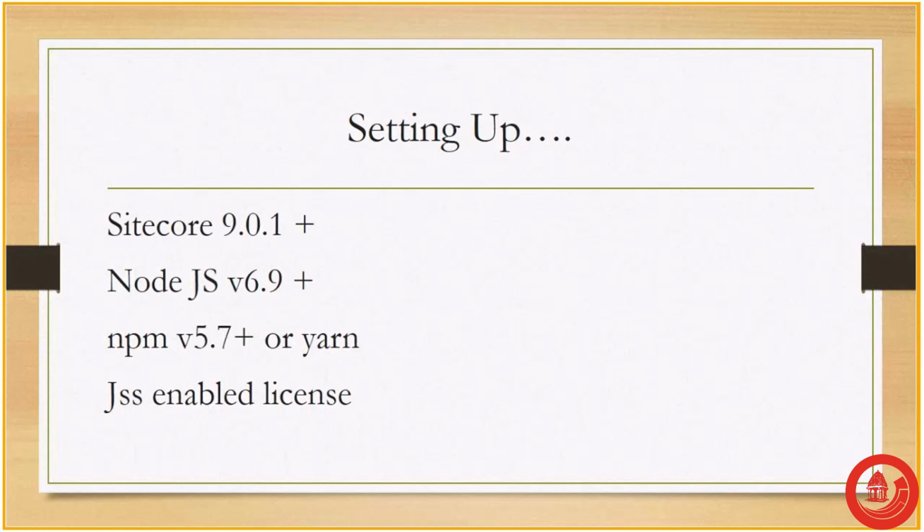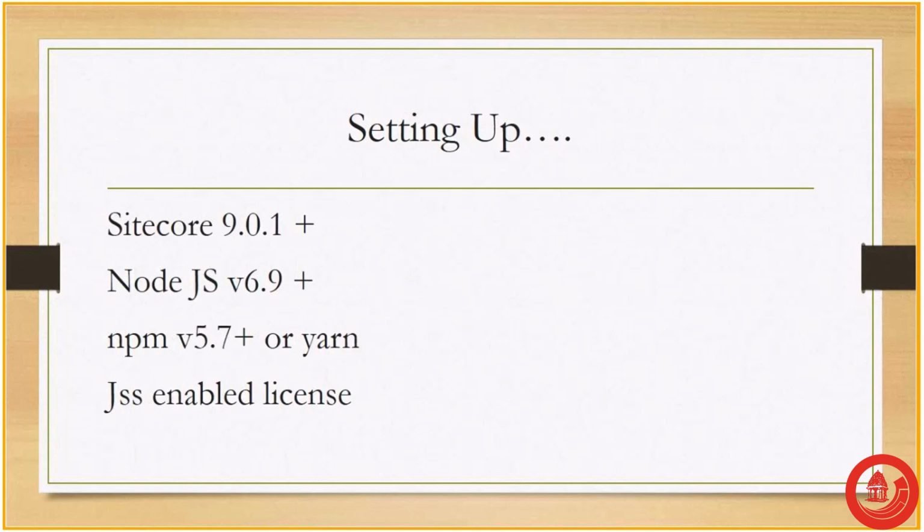Now let's see how we can set up the JSS Sitecore application. The first step that we need to check is the prerequisites. For installing a JSS app, we need Sitecore 9 Update 1 or above. Then we need Node.js and we need npm or yarn, and more specifically we need a JSS enabled Sitecore license.